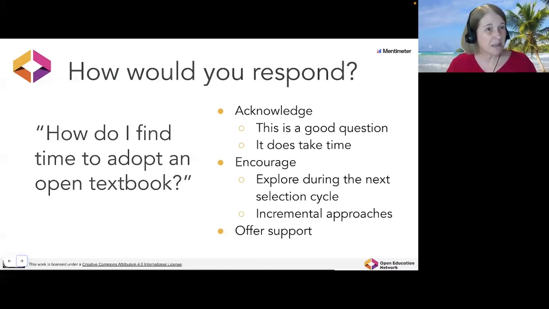They can test something, pilot it, see if it works, see if the students like it, and then grow from there. And offering that support, whether you're a librarian or an instructional designer, offering that support to faculty to help them locate OER. Again, the findability was a challenge and a barrier that was listed.